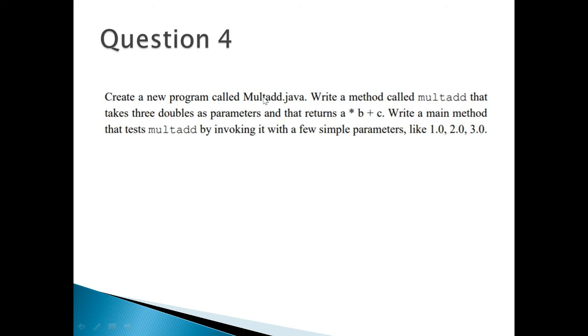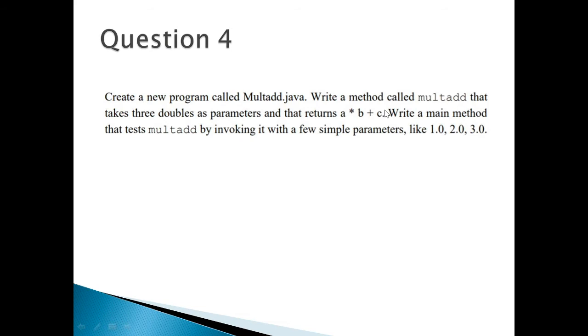Number 1, create a program. Create a class called MATL Java. And number 2, create a method that has parameters, and the data type for your parameters is double. The job of your method is to return A times B plus C. So your method type must also be double, and the parameter values must also be double.